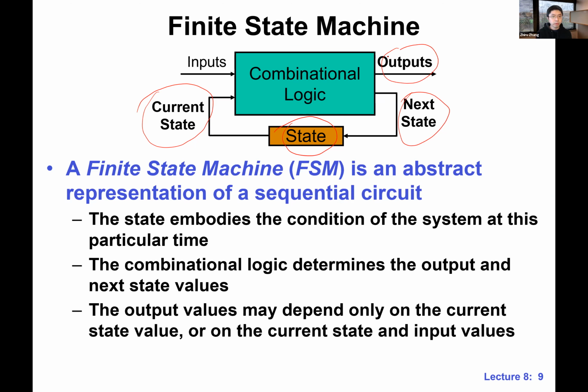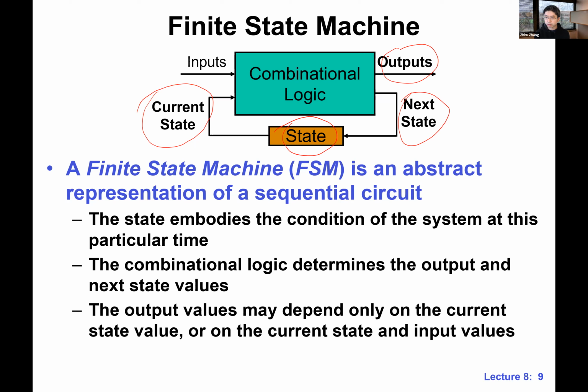And we will see there are actually two flavors of FSM. In one flavor, the output depends on just the current state. The first flavor is called a Moore machine. The second one is called Mealy. They are named after two American scientists, Edward Moore and George Mealy. They are actually the pioneers on this topic, FSM.